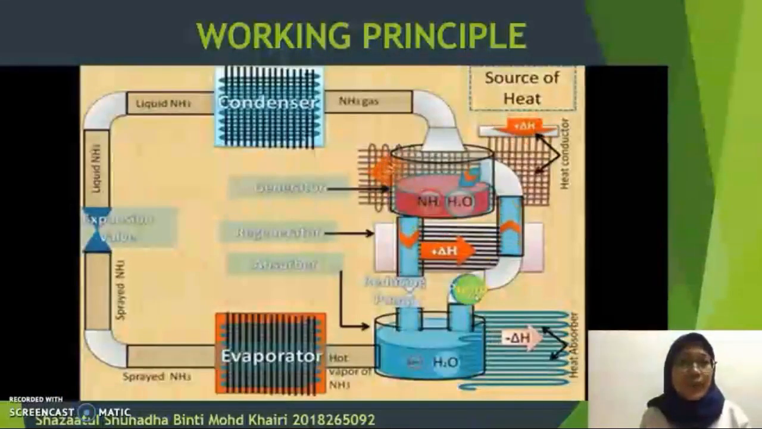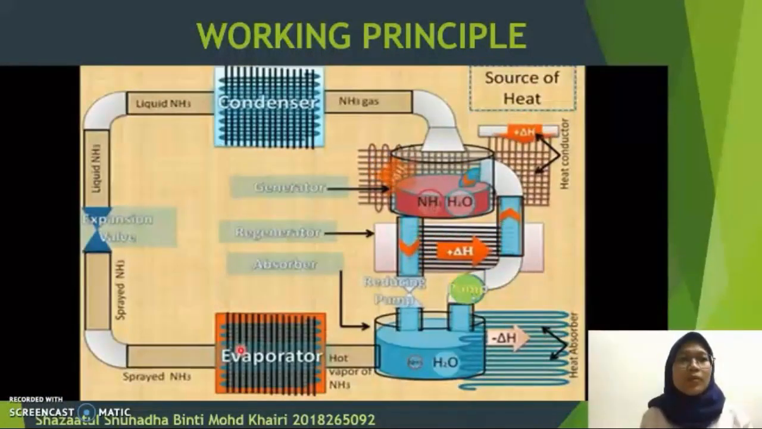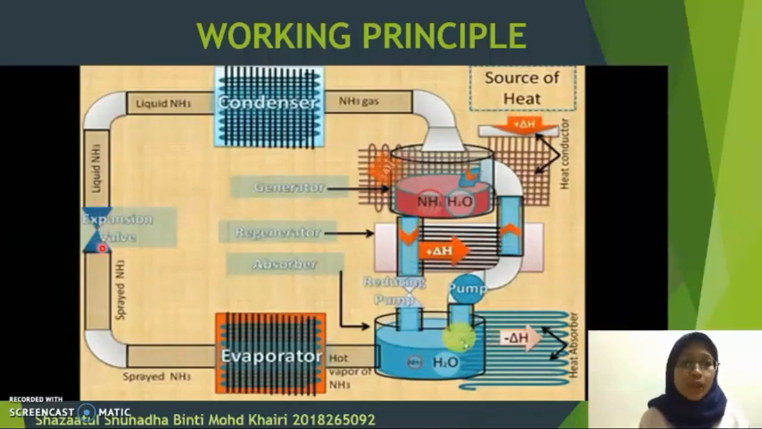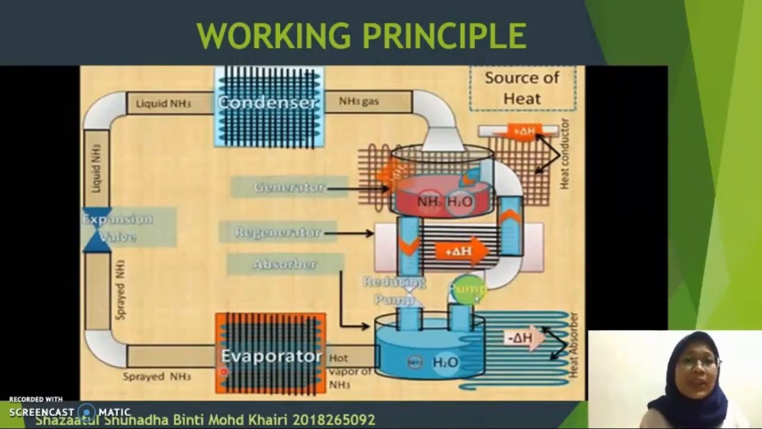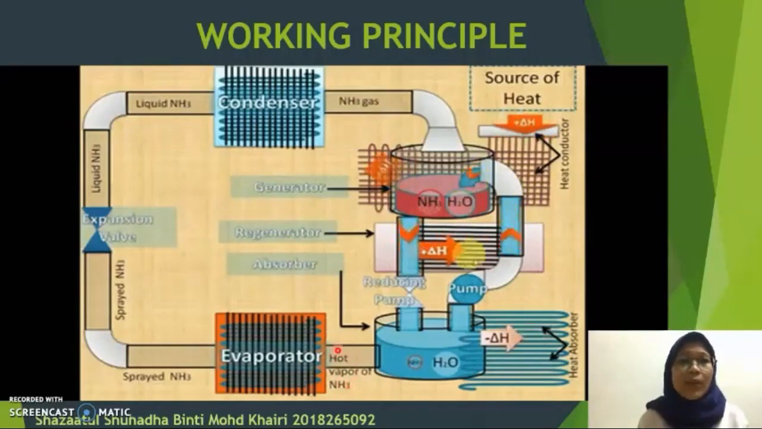So let's start with the evaporator. The cold, low pressure ammonia coming out of the expansion valve will go to the evaporator. We know that all of the cooling activities take place at the evaporator. So this cold, low pressure ammonia liquid will enter the evaporator and absorb all the heat from the surroundings of the evaporator. By absorbing all the heat from the surface of the evaporator coil, the liquid ammonia will turn to vapor.